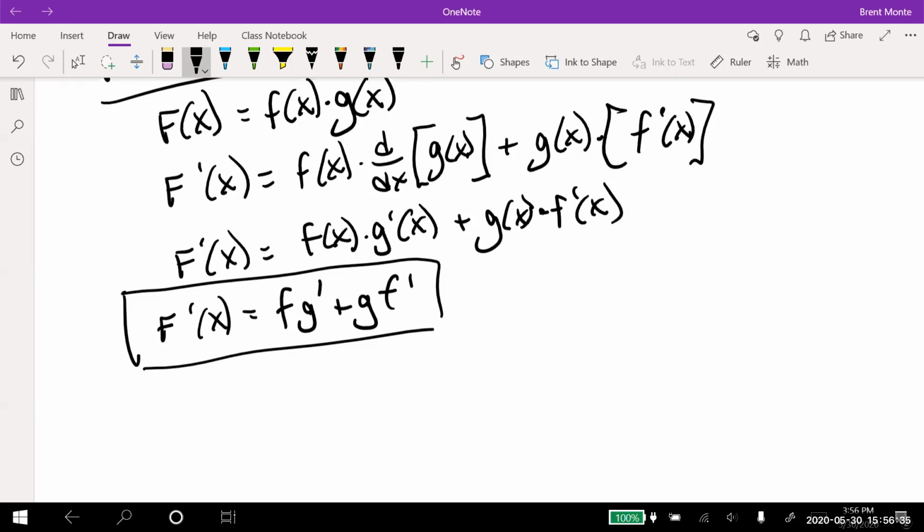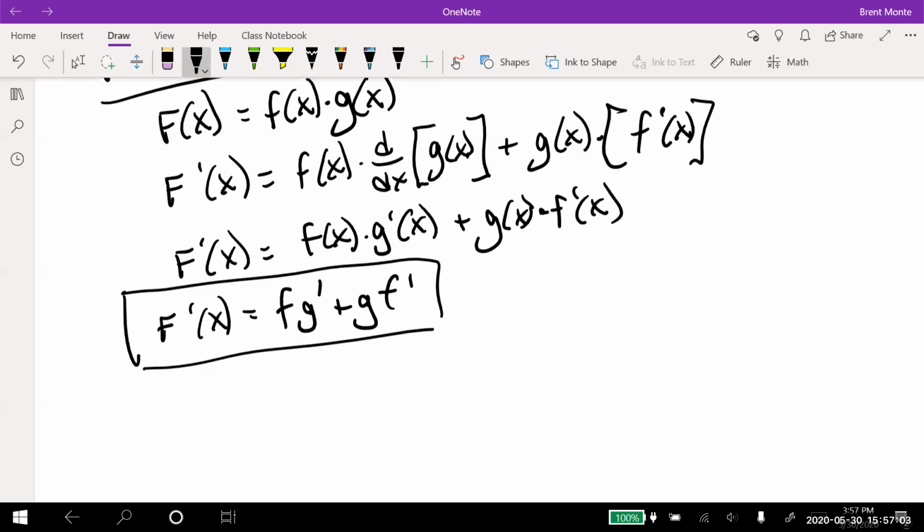So you may see another author or a friend in another class or even yourself, you don't do it in this order, but notice each time it's one of the functions times the derivative of the other. Multiplication doesn't matter, so it doesn't matter the order that you do it. And addition's commutative as well, so it doesn't matter which you do first. But it's one of the functions times the derivative of the other, plus, and then you just switch the one you take the derivative of. So it's a nice, easy thing.